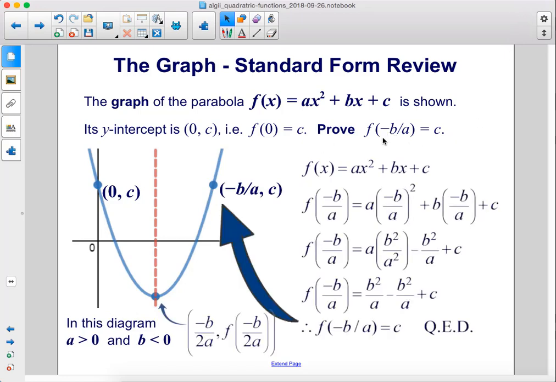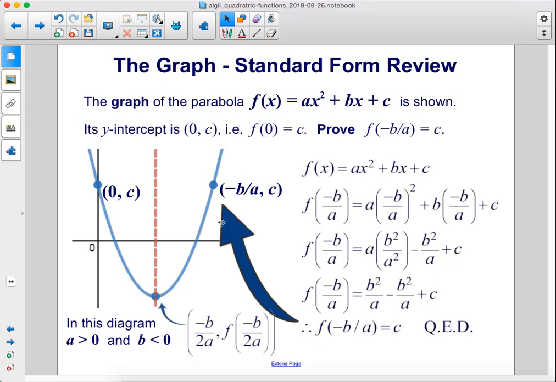Alright, so we're going to plug negative b over a into our function. That gives us a times negative b over a squared plus b times negative b over a plus c. So we can square this, and that gives us b squared over a squared. We can multiply b times negative b, we get negative b squared over a plus c. Here we see that this reduces to b squared over a once we cancel out this a and one of these a's. We have minus b squared over a plus c. B squared over a minus b squared over a, so these two cancel, leaving us with c.